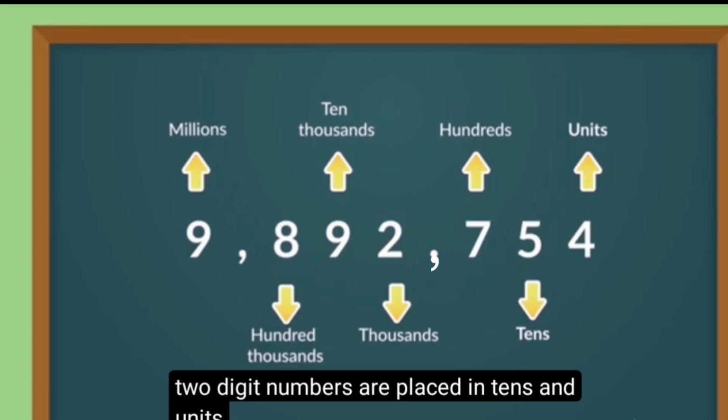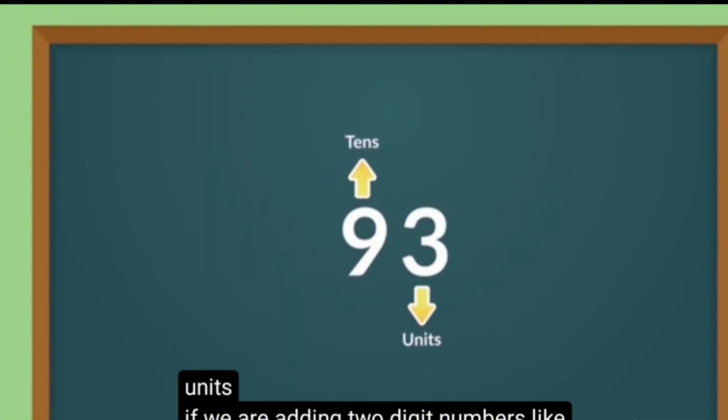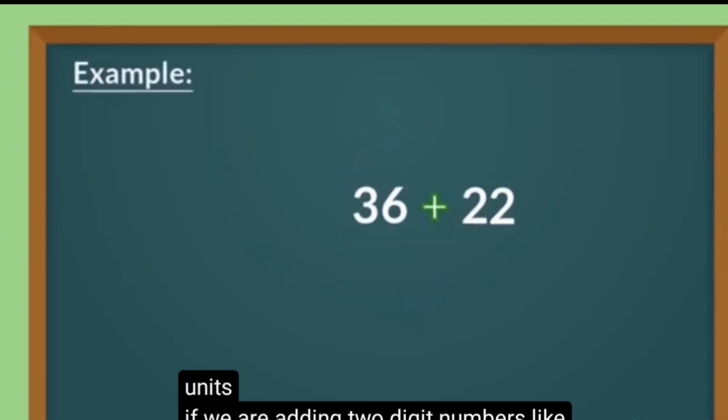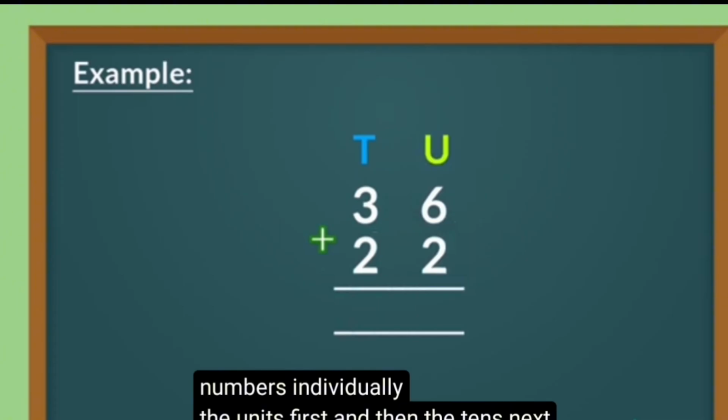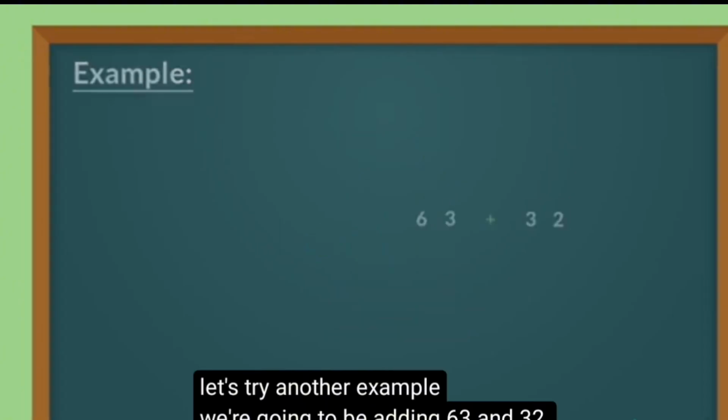Two-digit numbers are placed in tens and units. For example, 93: 9 is the tens and 3 is the units. For example, 36 plus 22. First, rearrange in place value. 3 and 2 are in the tens place and 6 and 2 are in the units place. First the units place and second the tens place add up. The result is 58.